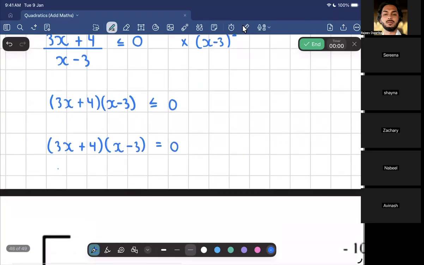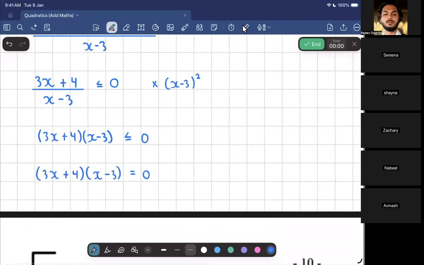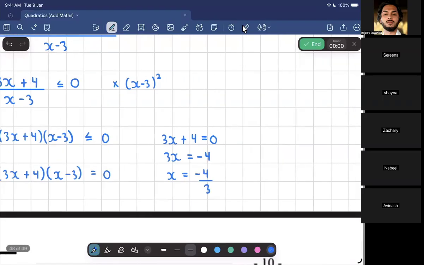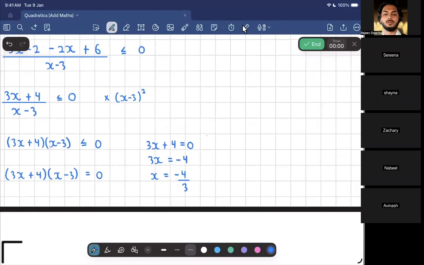Right. So now I'm going to write 3x plus 4 is equal to what? 0. What next? Then you'll move the 4 across. You come minus 4. Then you divide by 3. Right. Okay. What next? Then you say for the x, minus 3. Right? But I equal to 0, and x would be equal to positive 3.